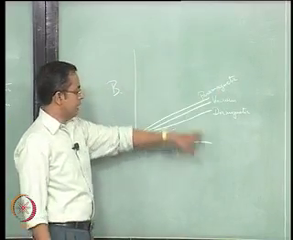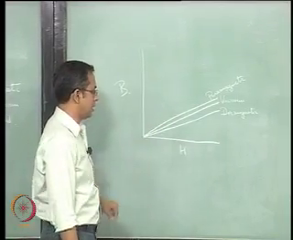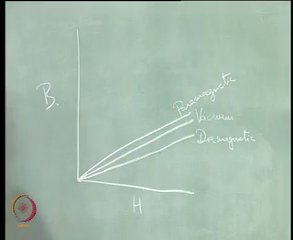Again when you remove the field, if you come up to here in H and you switch off the H, it will just drop to 0 because there is nothing, and it is in that sense that a paramagnetic and a diamagnetic material are non-magnetic.